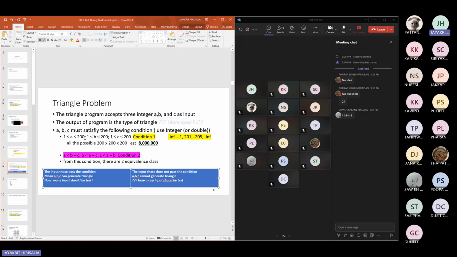The first, we should test whether the input value is in the first condition or not. And if the value is in the first condition, whether it passes the second condition or not. So what should be the number of equivalent classes that we should provide?